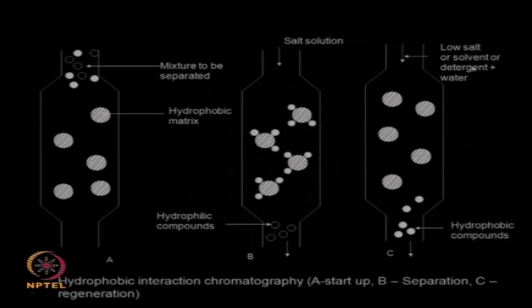Then we can change the salt concentration, or add detergent and so on. Whatever proteins got attached or bound will get released. This is what hydrophobic interaction chromatography is all about. Now we will look at this in more detail in the next class.